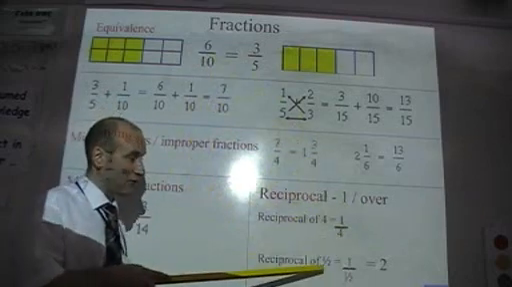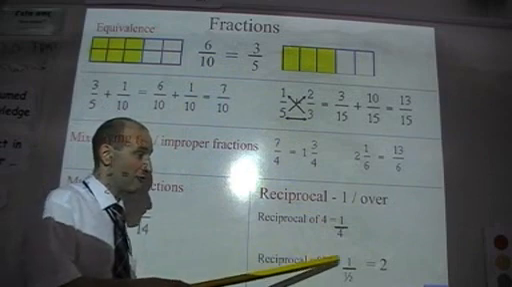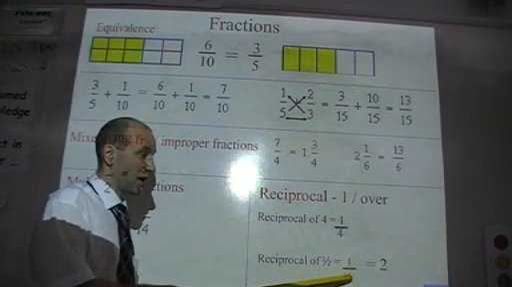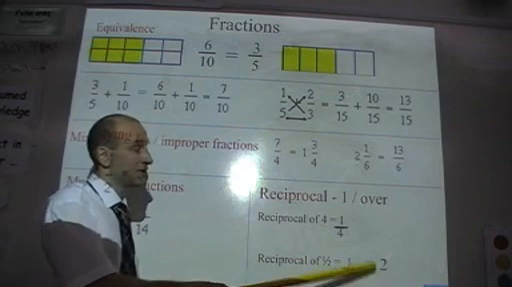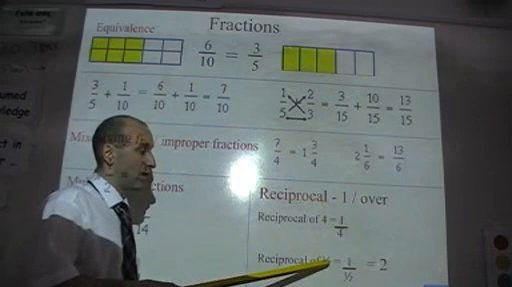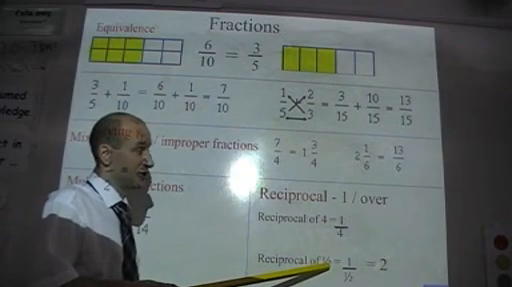Be careful when they give you a reciprocal of a fraction or a decimal. Reciprocal of a half is 1 divided by a half, 1 over a half, which is actually 2. So just be careful if they ask you a reciprocal of something that isn't a whole number or an integer.